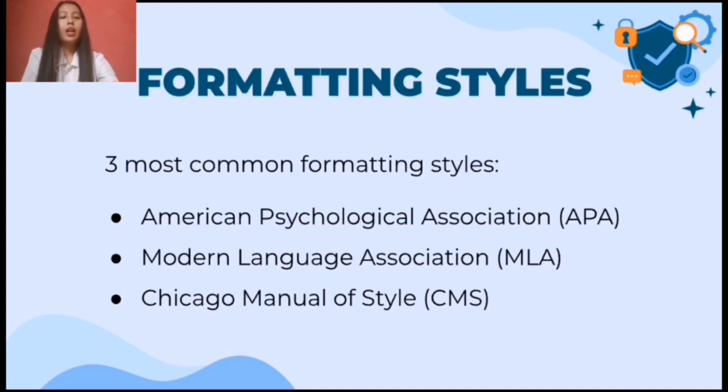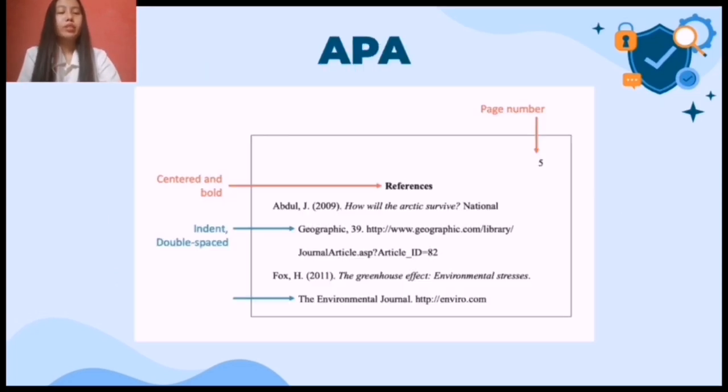So, here is the APA format example. So, in upper right, nandun yung page number, and the title or the reference here should be centered and bold, and the indent should be in double space.